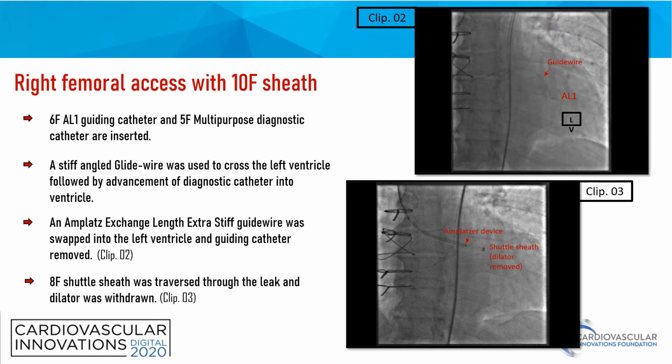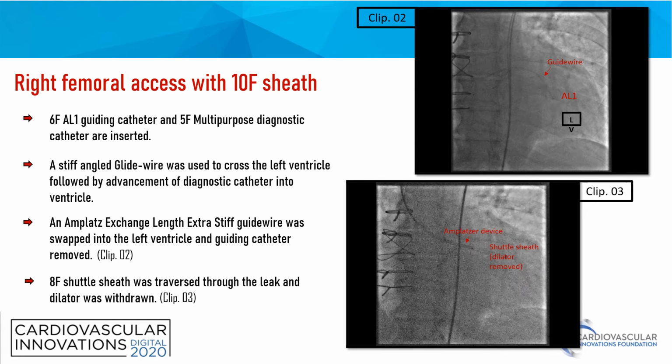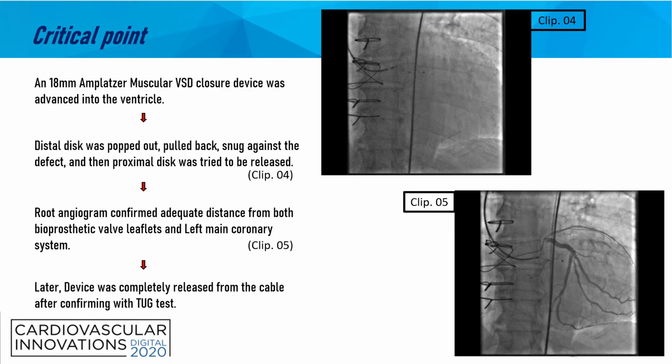Then, an 8 French shuttle sheath was traversed through the leak and the dilator was withdrawn. An Amplatzer device was inserted through the shuttle sheath, as you can see in clip 3. Here comes the critical point in the midst of the procedure, where the chosen device has to fulfill the desired purpose, which here is the successful closure of the paravalvular leak.